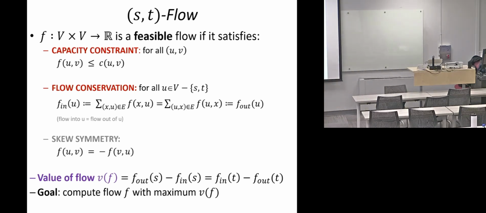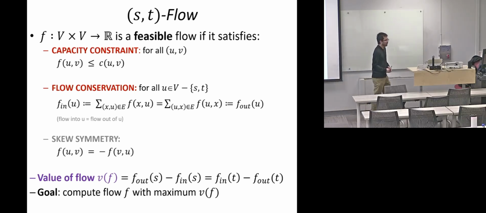You want to find a flow such that it respects capacity: for every edge, the flow is at most the capacity. And you have flow conservation: flow in and flow out are the same for every node except the source and sink. And you have skew symmetry just for notational convenience. And the value of the flow is the net flow out of the source, or the net flow into the sink. And we want to find the maximum flow.